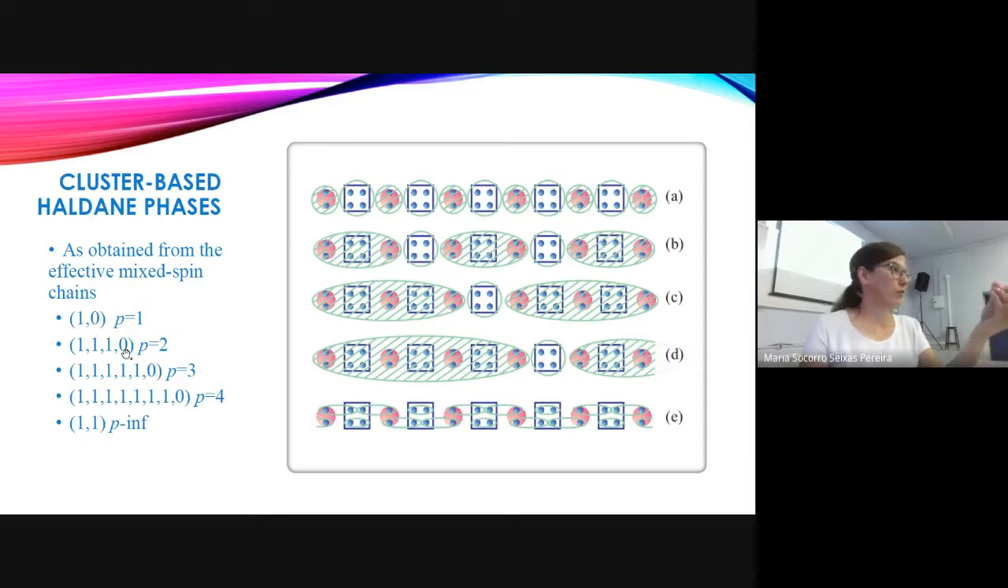Okay, and also in the language of the effective mixed-spin Heisenberg chain, for example, 1110 means that monomeric particles have spin 1, then this square is in triplet state, and the next square is in singlet state, so 0.